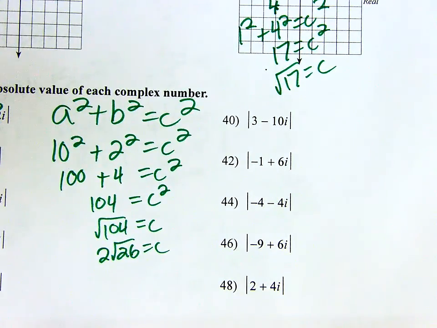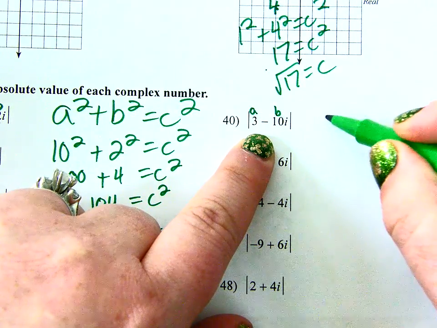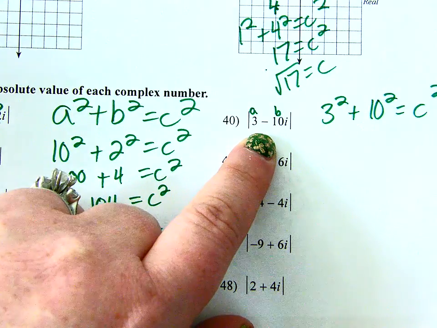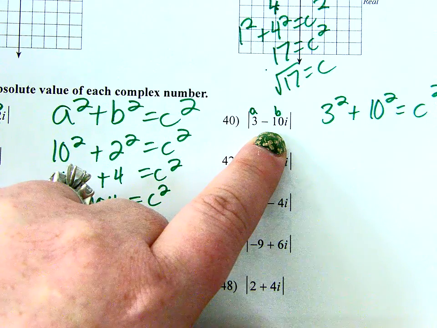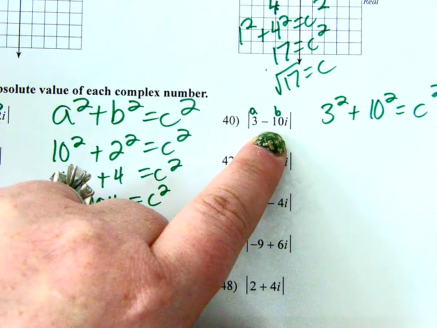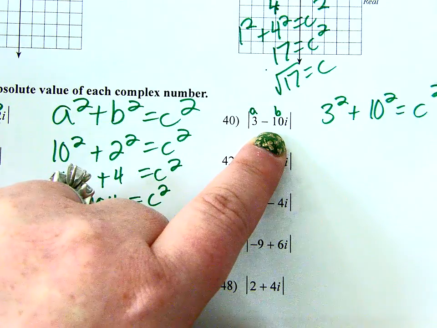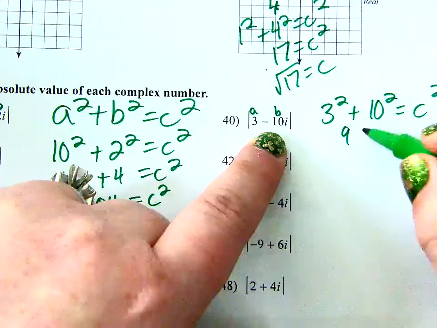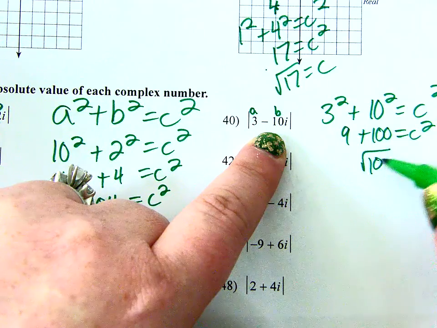Let's say we're going to do 40. That's A, that's B. So when I go to do A squared plus B squared equals C squared, again, I don't care that the 10's negative, because negative 10 squared is the same thing as positive 10 squared, right? So if you want to write negative 10 squared, I don't care, as long as you know that negative 10 squared is still 100. So you should have 9 plus 100. So whatever the square root of 109 is.